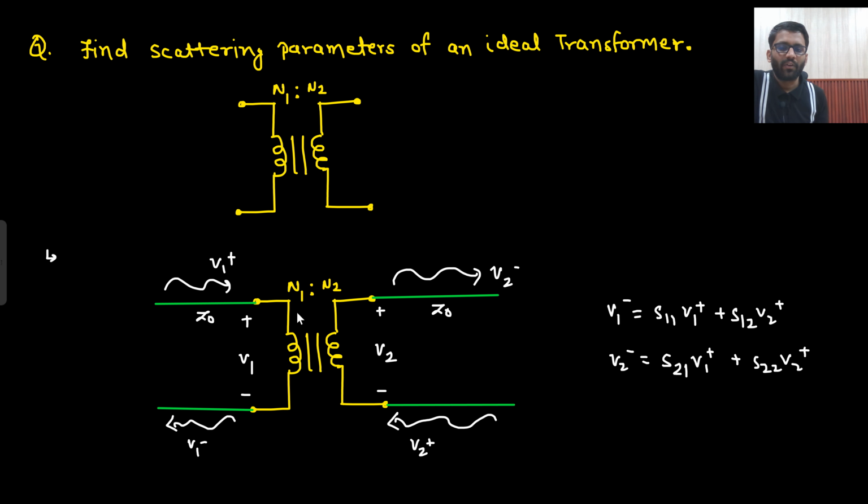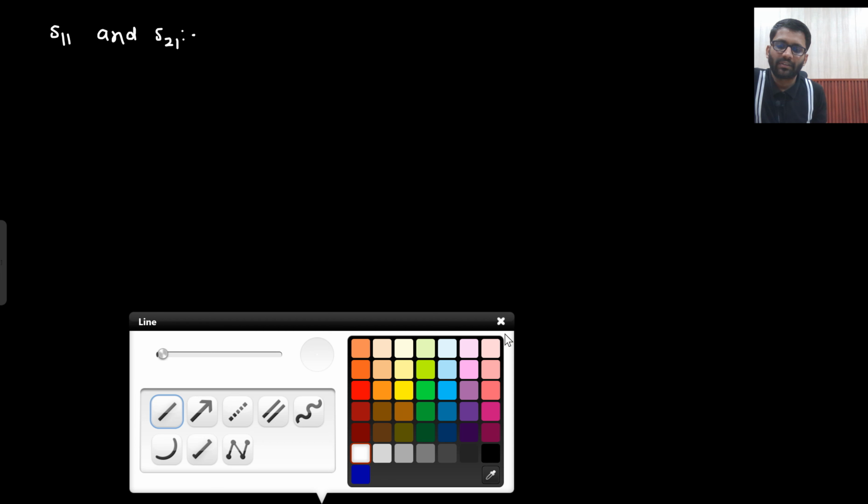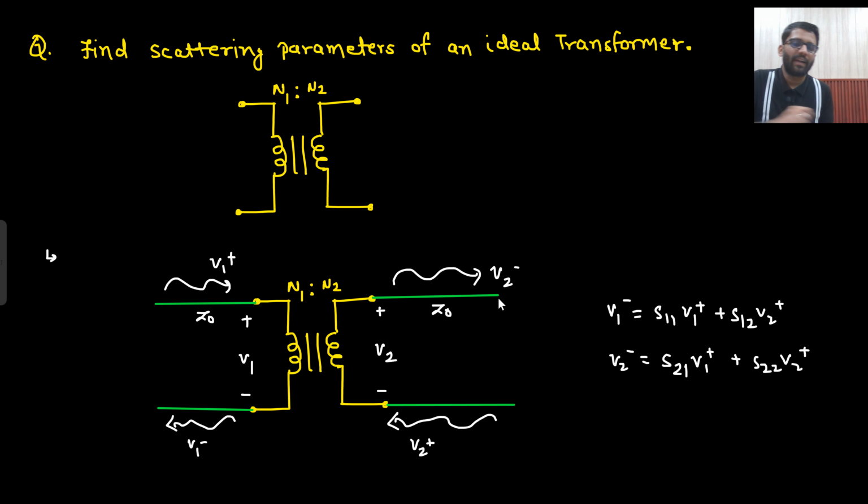Okay. Now what I need to find? I need to find S11 and S21. So my first target is S11 and S21. So if I need to find these two parameters, then what I'm gonna do? For that, what I need to do? I need to put V2 plus equals to 0. So what is V2 plus? V2 plus is acting as a reflected wave for this particular load.